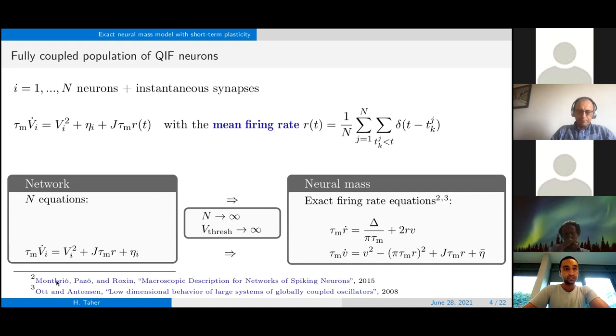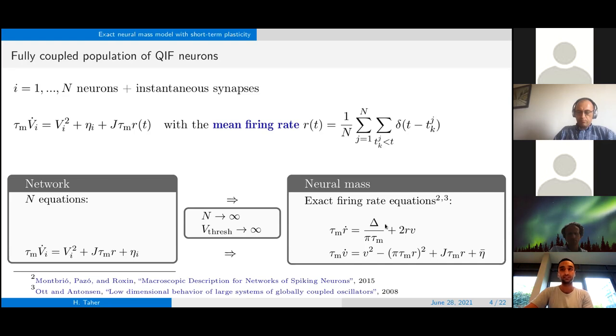And exactly this limit has been performed by Montbrió, Pazó, and Roxin in 2015. They described the exact firing rate equations, which I also call here neural mass in this talk. They basically consist not anymore of N equations, but only of two equations, one of them describing the mean firing rate of the population, and the other one the mean membrane potential of the population. And the interesting thing here is that this model is exact, the limit is exact.